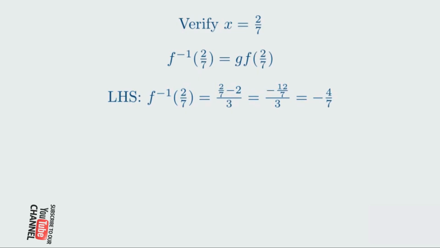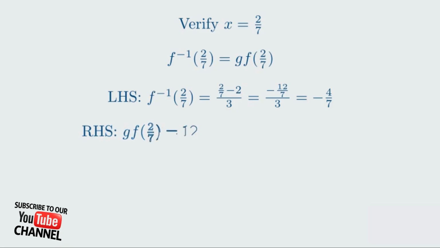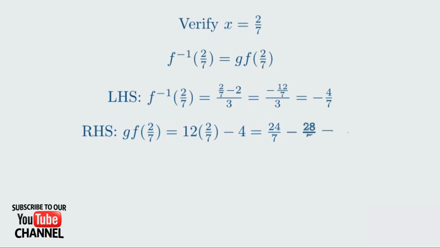Now let's check the right side, g of f of 2/7. Plugging into our simplified expression for g of f of x, we get 12 times 2/7 minus 4. This simplifies to 24/7 minus 28/7, which equals negative 4/7. So the right side is also negative 4/7. Since the left side equals the right side, our solution x equals 2/7 is correct.